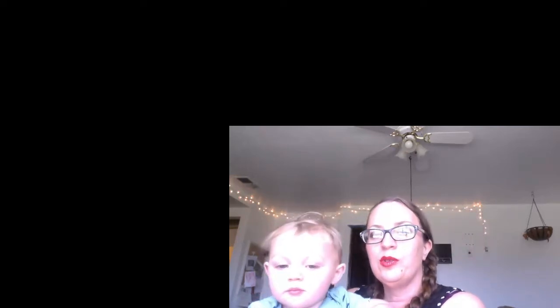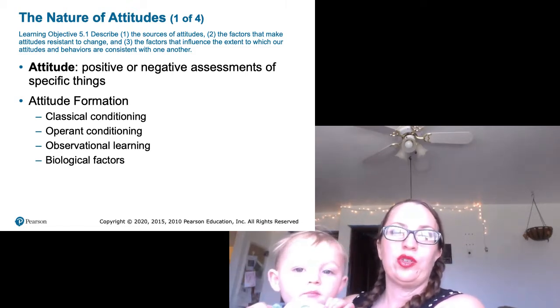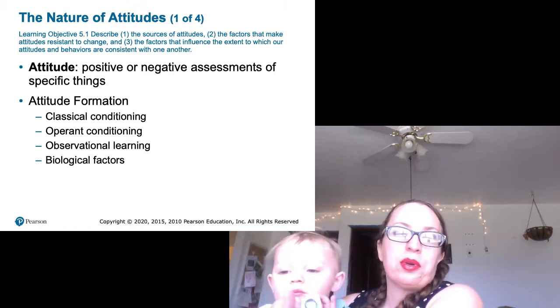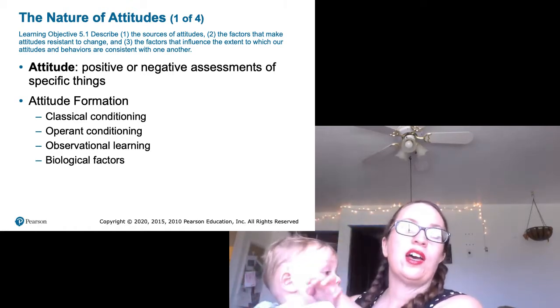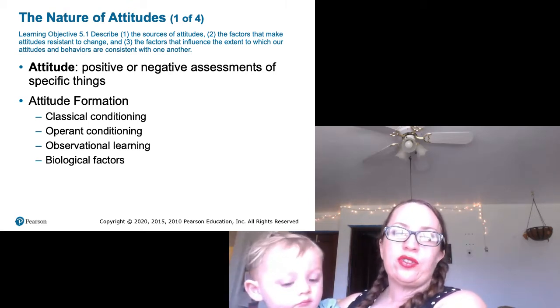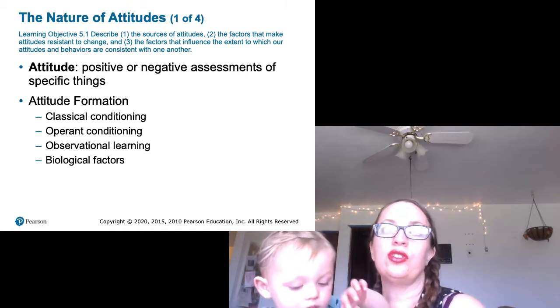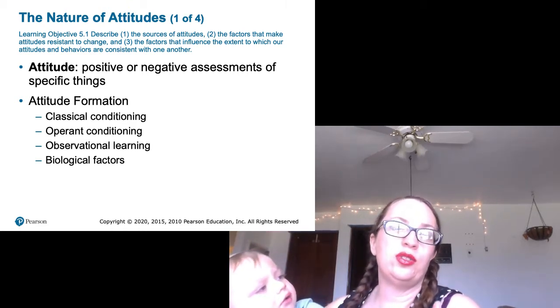Okay, so what we're talking about today is attitudes. What is an attitude? Basically, an attitude is a positive or negative evaluation of something, of some particular thing. And attitudes can develop from many sources. You have classical conditioning and operant conditioning. So with classical conditioning, basically, you learn to like or dislike something because it's associated with something that you like or dislike already.